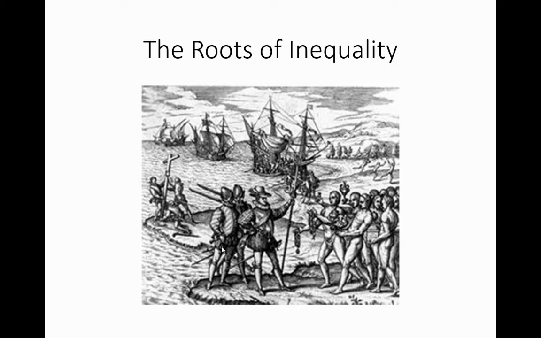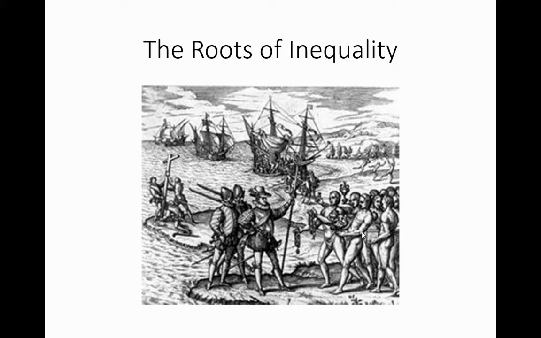So contact between Europeans and indigenous people of the Americas. So in this case, this would be the Taino people, who were indigenous to an island in the Caribbean. Okay, so when Europeans first made contact, right, when Christopher Columbus first arrived in the Americas, there was inequality between the Europeans and the local indigenous peoples.